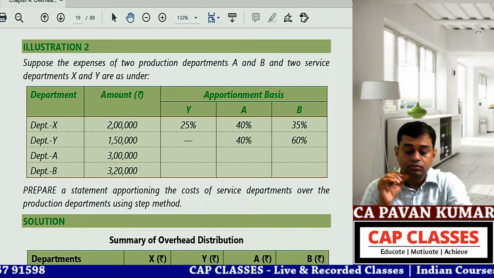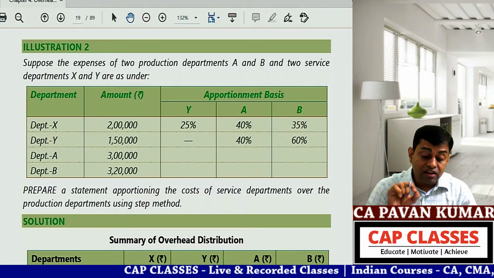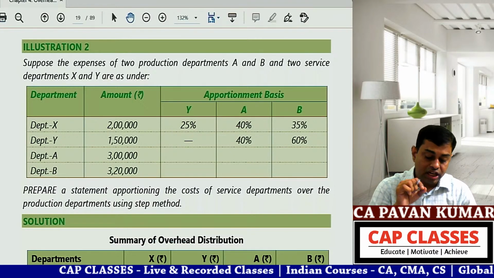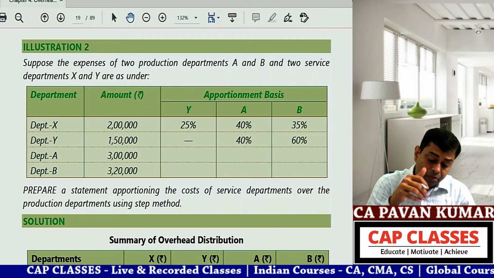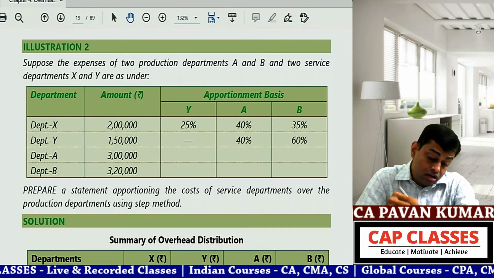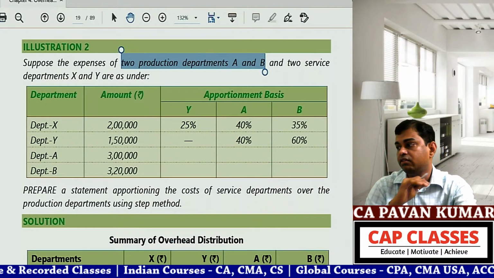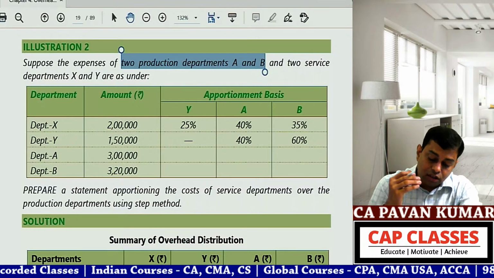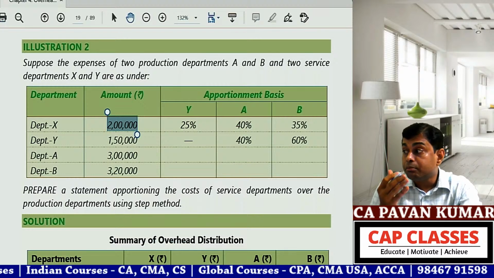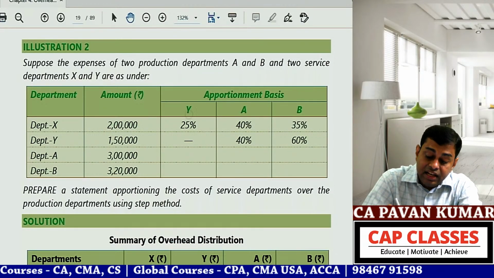Question number 2. Suppose the expenses of 2 production departments A and B and 2 service departments X and Y are as under. Production departments are A and B. Service departments are X and Y. Department X, 2 lakhs. This 2 lakhs should be borne by Y, A, B.